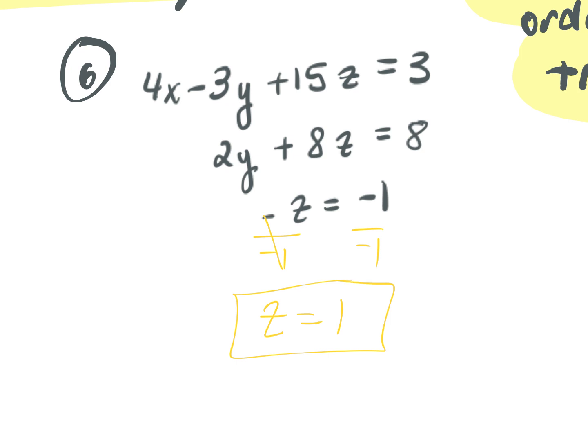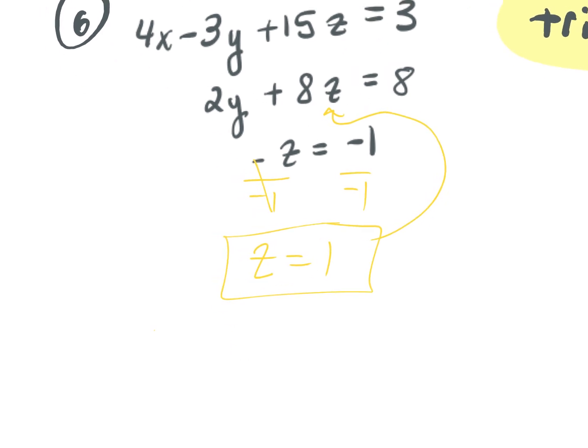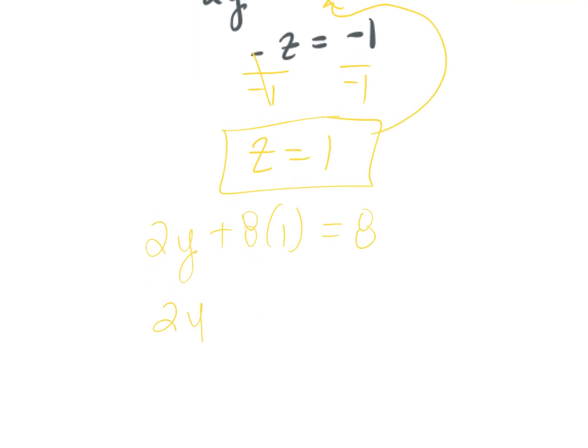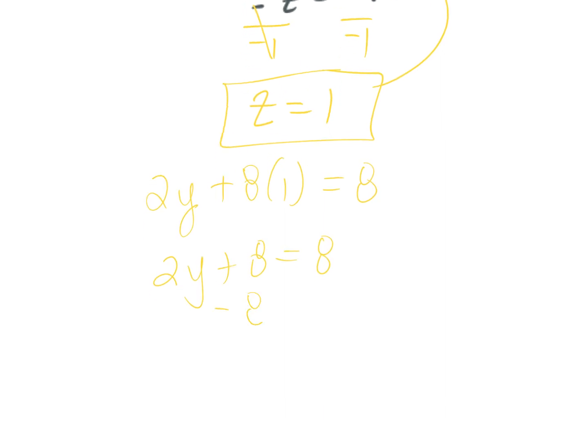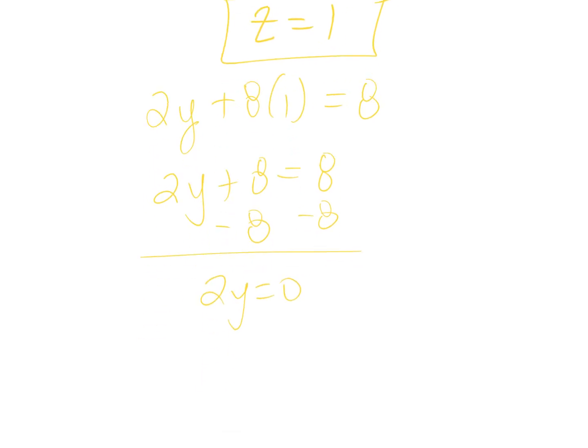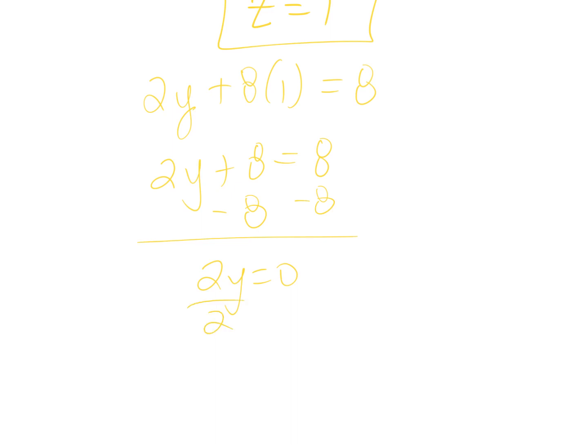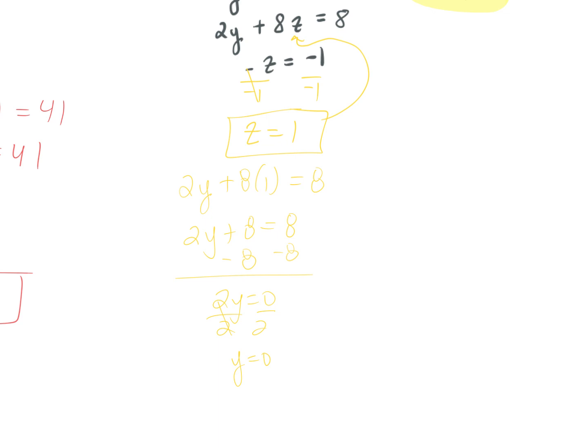Now what do I do to figure out what y is? I'm going to plug it in right there. So I have 2y plus 8 times 1 equals 8. 2y plus 8 equals 8. Subtract 8 from both sides. I get 2y equals 0. Oh no, did I do something wrong? No. Divide both sides by 2. And y equals what? Is that an okay answer? Yeah, for sure. y equals 0 is an okay answer. Fractions are okay answers. That might happen.